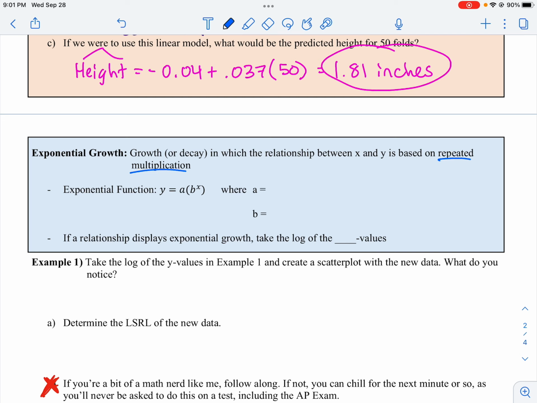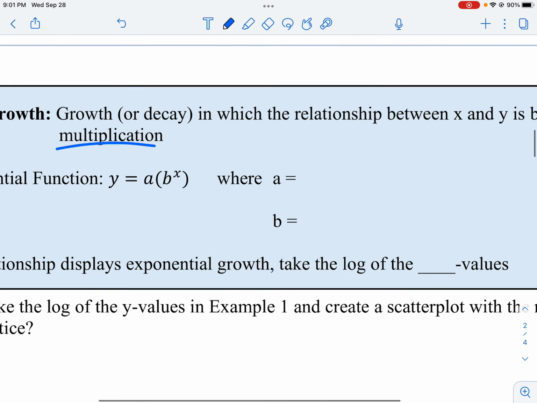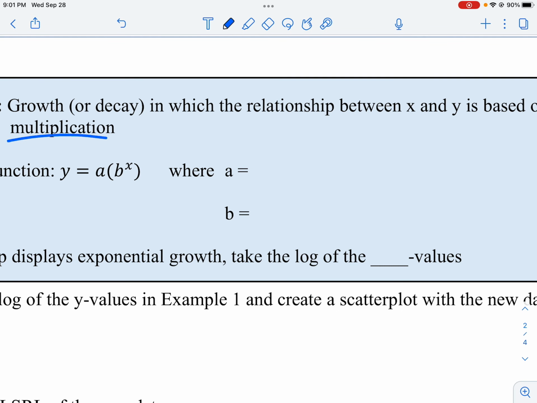Now, we said that a linear model was y equals a plus bx. That's our framework for a linear model. For an exponential function, our framework is y equals a times b to the x. Notice x, our variable, our explanatory variable, is the exponent here. Now, what do a and b represent? Y and x are still the same thing. Y is our predicted outcome. X is going to be the explanatory variable value.